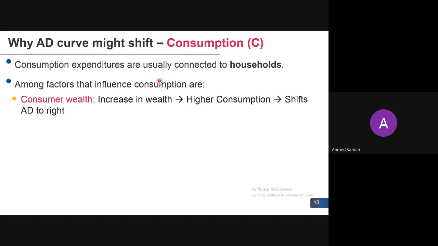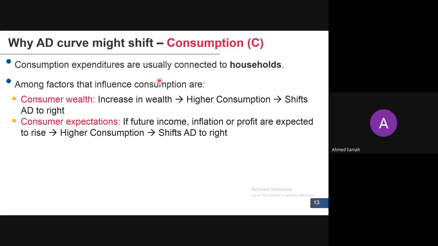When there is an increase in the consumer's wealth or income, then the consumer will consume more, which will lead to a shift in the aggregate demand curve to the right. Because there is an increase in consumption, there is an increase in aggregate demand. The other one could be consumer expectations. If they expect their future income to rise, then they will increase their consumption even now, which will lead to the aggregate demand curve shifting to the right.